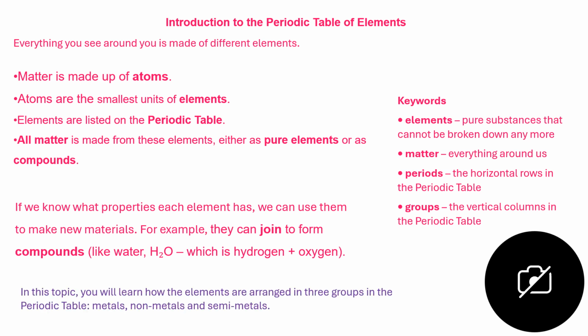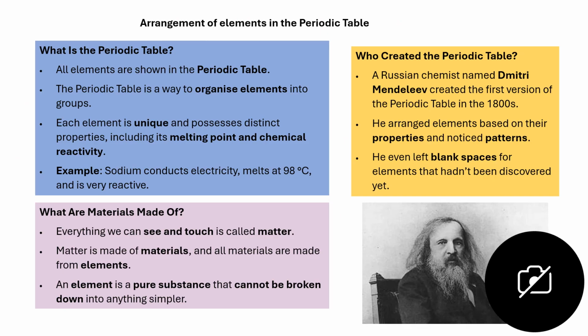Right. So in this topic, we're going to learn about how the elements are arranged in three groups, which is metals, nonmetals, and semi-metals. Now, the periodic table basically are all the elements. It's put together in the periodical table. It is organized in such a way that it is put into groups. And the three groups are the metals, non-metals, and semi-metals.